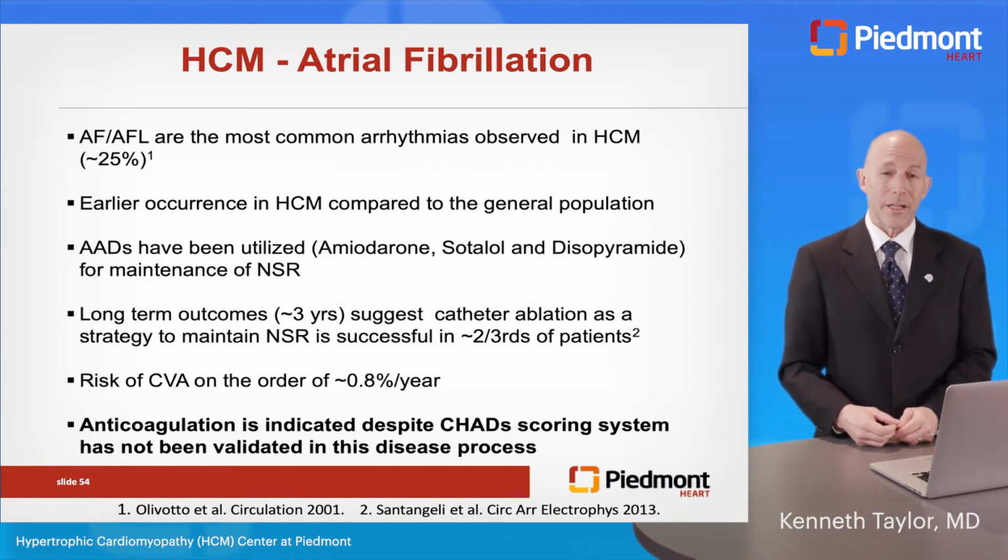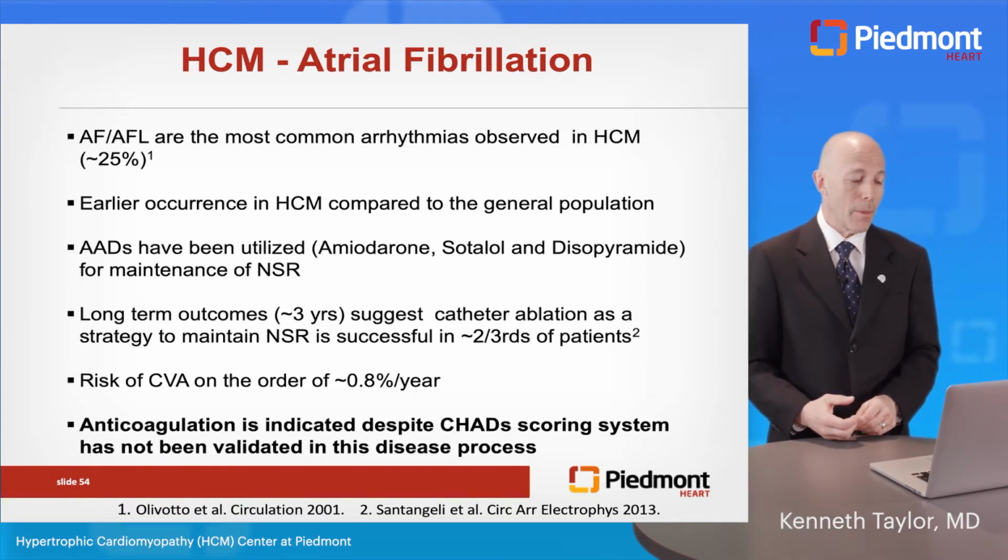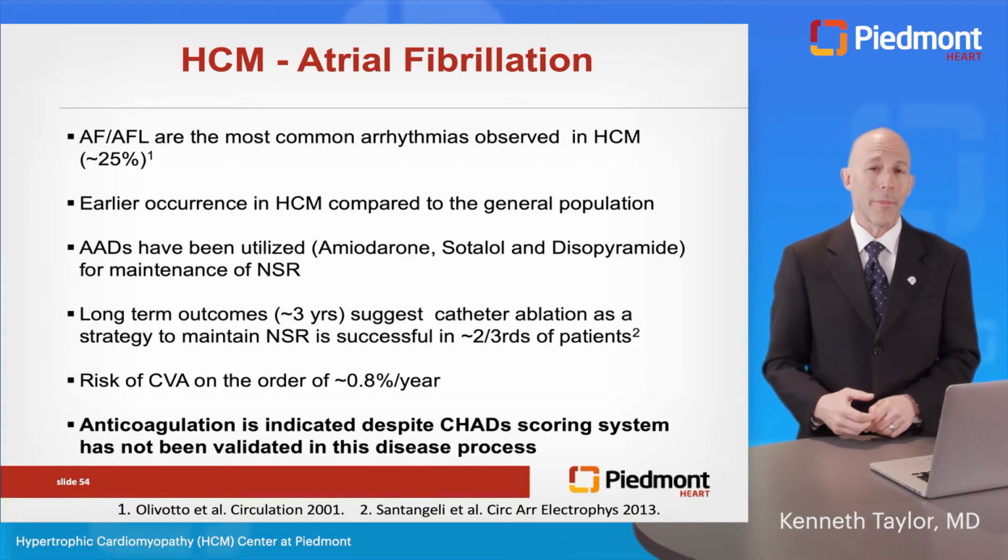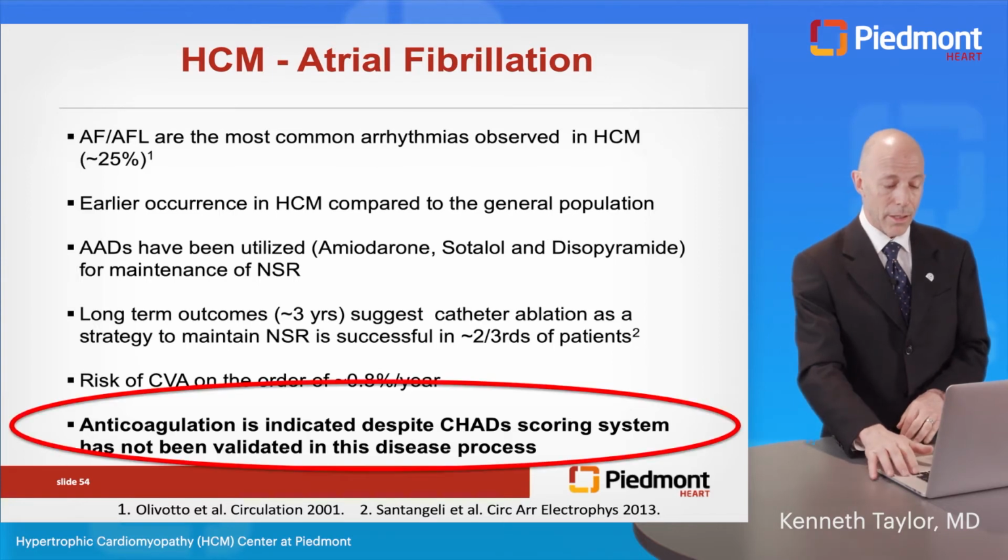Long-term outcomes suggest that ablative procedures are useful, and the risk of stroke is almost 1% per year. The important take-home from atrial fibrillation and hypertrophic cardiomyopathy is that the CHADS-VASc scoring system has not been validated, so patients with this disorder, regardless of their age or their CHADS-VASc score, need to be anticoagulated.